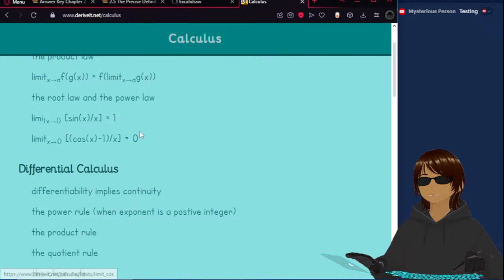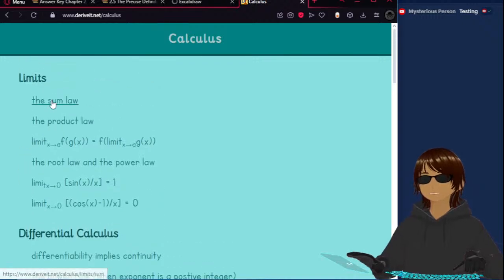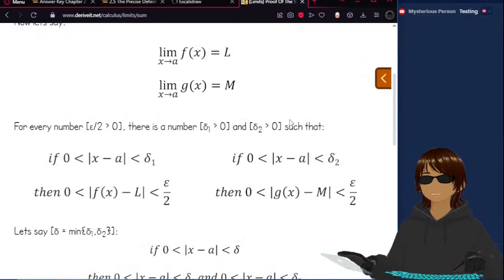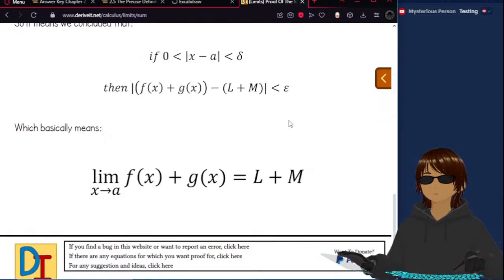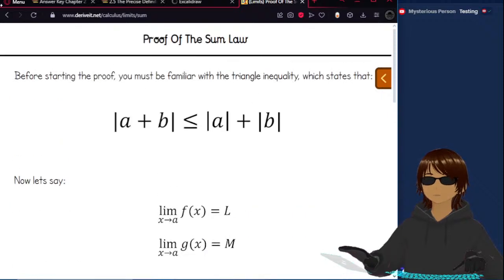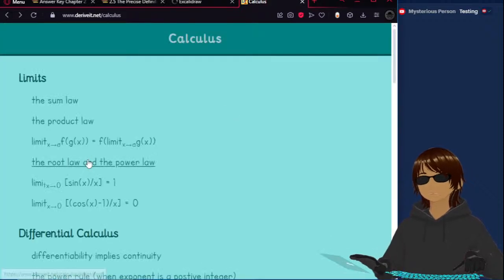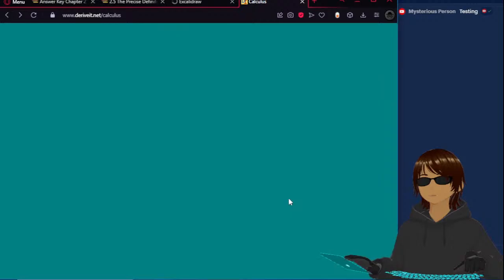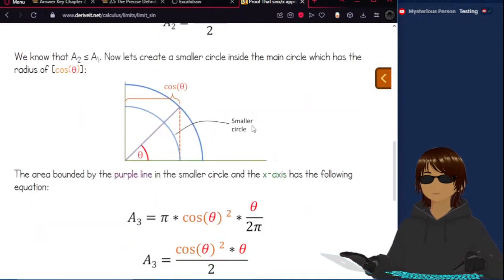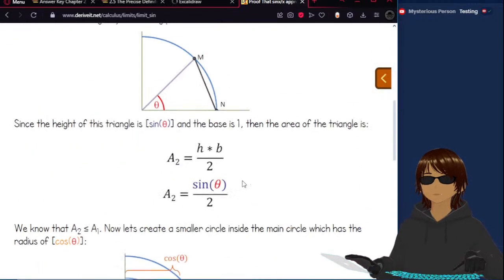So if you want the sum law, you can click it and you will get the proof for it. I've written the proof for it.